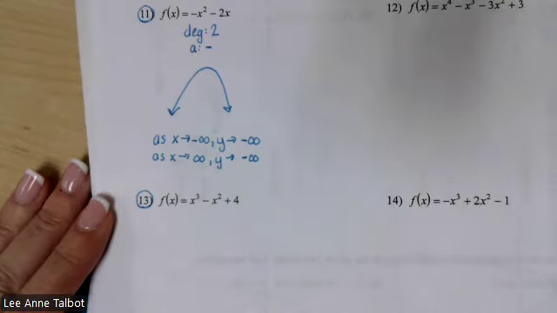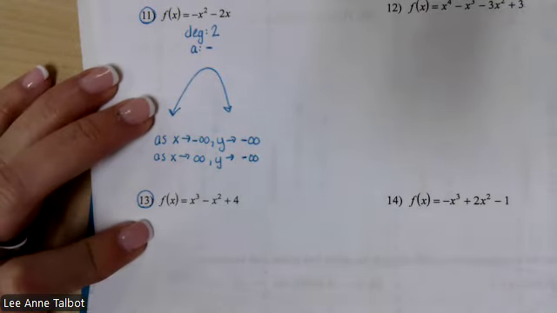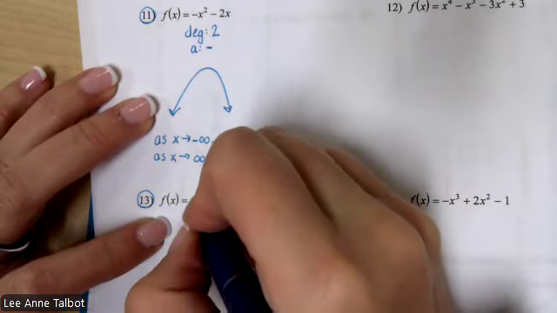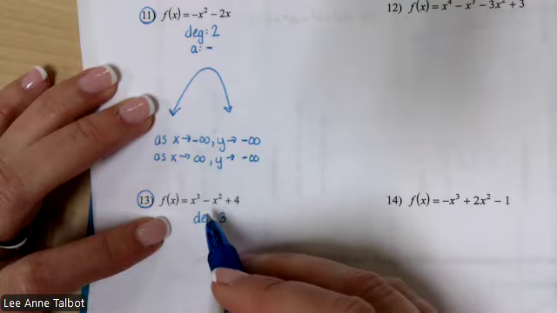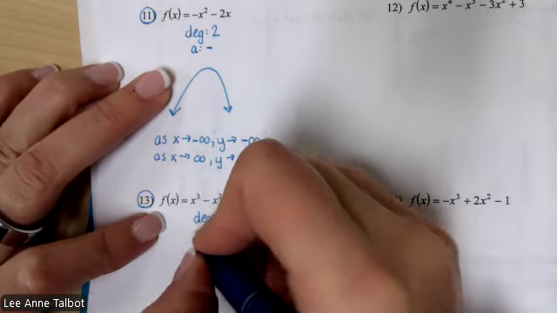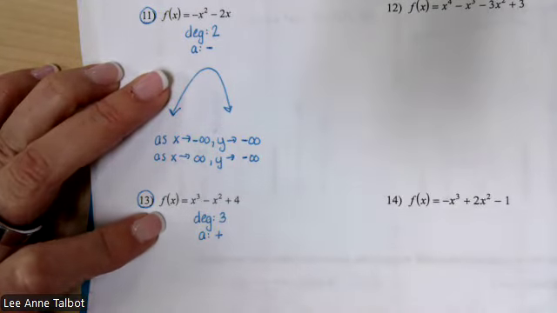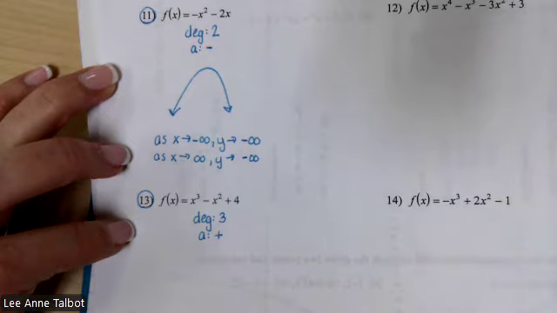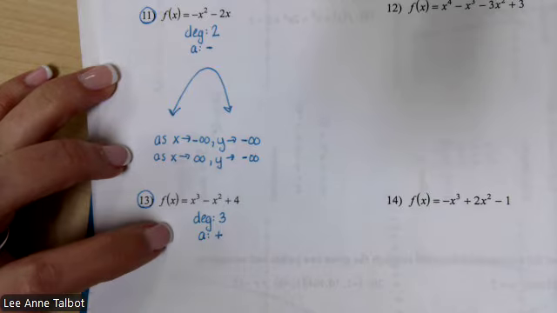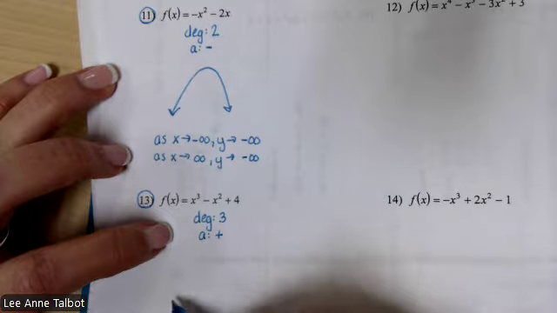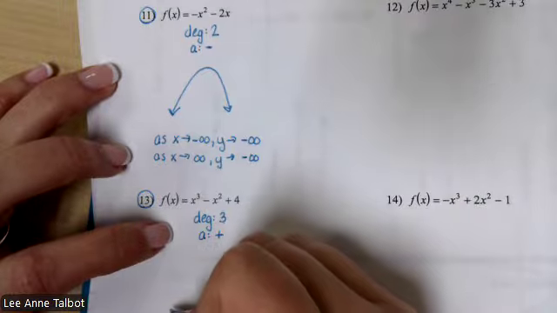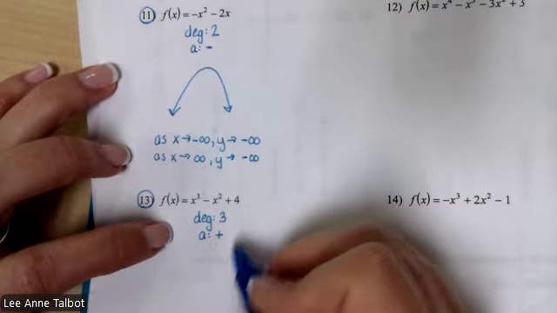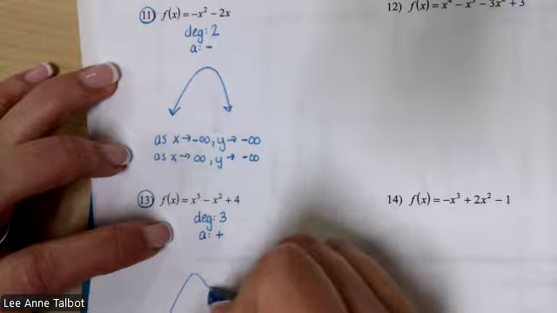Number 13. So I want to try to show 11 and 13 kind of next to each other, the difference between them. This is degree 3, highest exponent, and a is positive. Okay, what does it mean when a is positive with an odd degree? It means that it's increasing over time. So I want 3 directions, and I want it to increase over time. So I'm going to go 1, 2, 3.